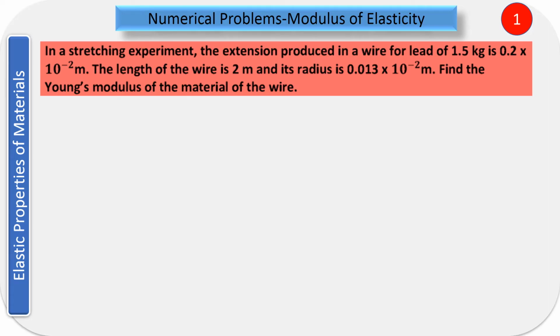So let us see the first problem. In a stretching experiment, the tension produced in a wire for a load of 1.5 kg is 0.2 into 10 power minus 2 meter. The length of the wire is 2 meter and its radius is 0.013 into 10 power minus 2 meter. Find the Young's modulus of the material, or of the wire. This is what we have to calculate.